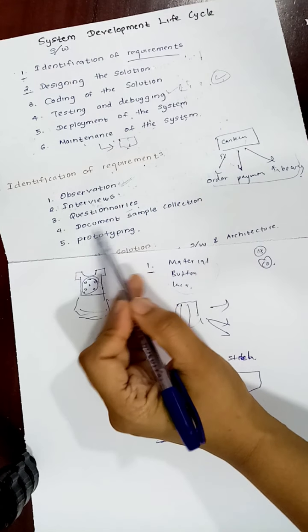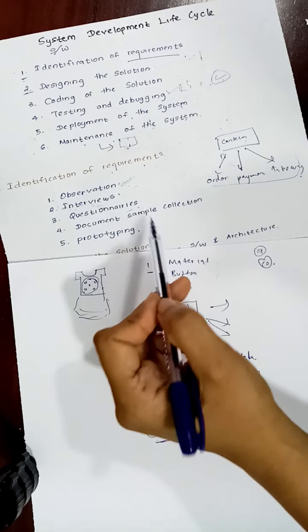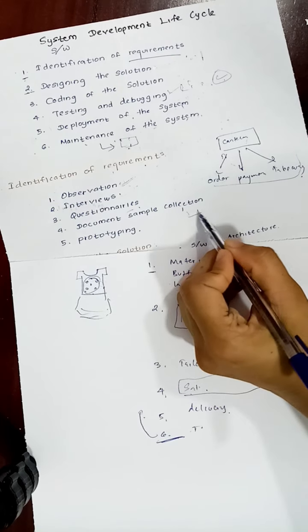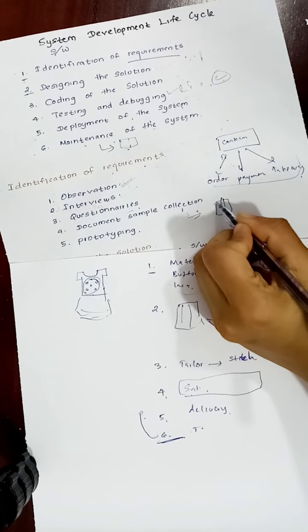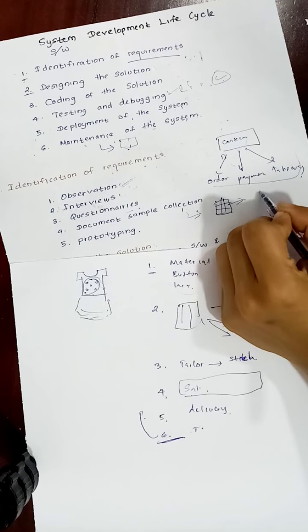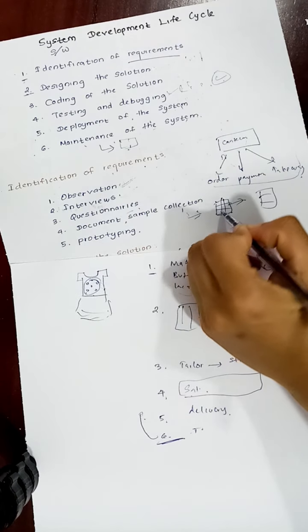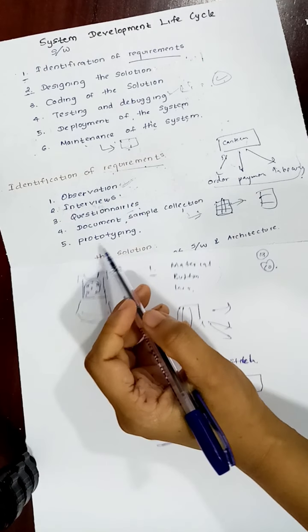If not, he can see the document sample collection, which means the canteen owner will already have a book that he maintains. From those books or reports he can get the requirements.